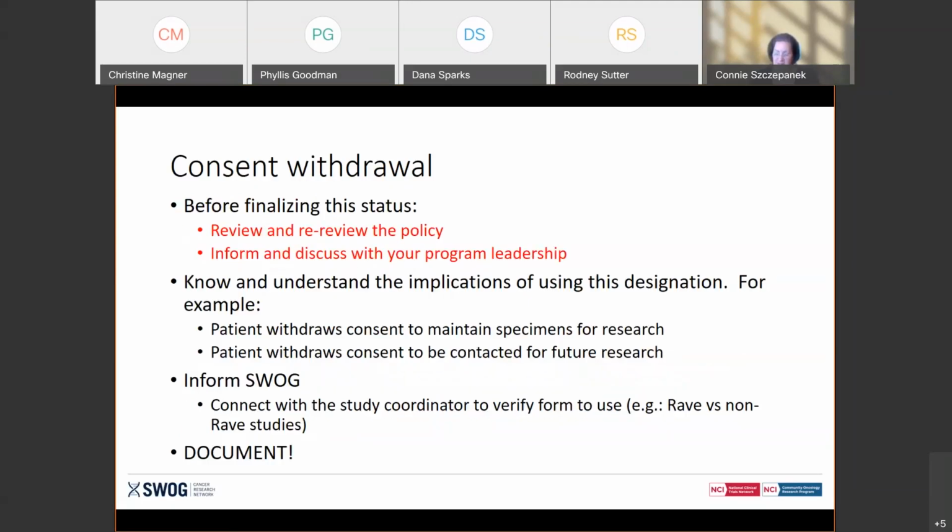Okay, thank you. Before you move a patient fully to the status of consent withdrawal, before finalizing this status, it's imperative that you read and review and re-review the policy. Make sure you know what it means and inform and discuss with your program leadership. I have a patient who's indicating that they would like to withdraw consent. This is what they've told me. This is what I've learned. And know and understand the implications of using that designation.